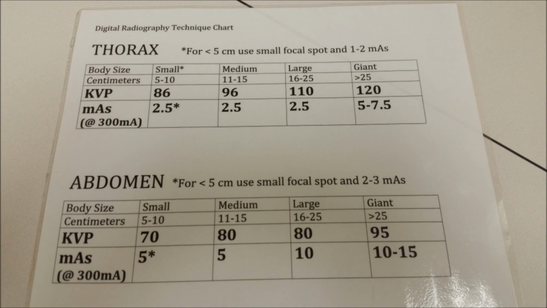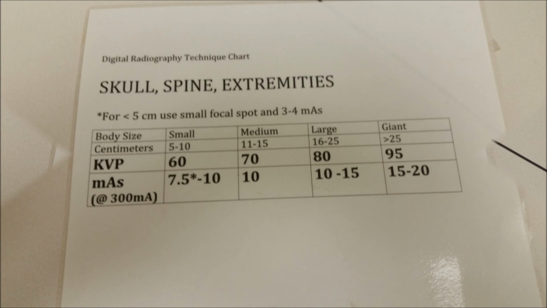These are some other charts that I found for the thorax and abdomen, and you can see there's settings for less than 5 centimeters. You lower the mAs for those. And then skull, spine, and extremities. kVp for centimeters ranges from 60 to 95 for giant breeds, and mAs goes up considerably.